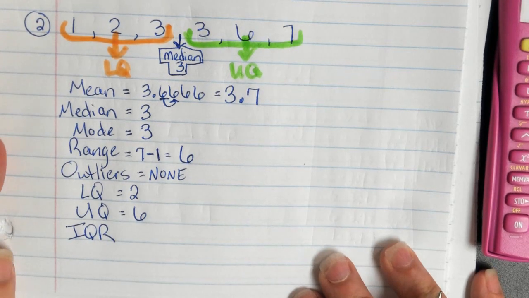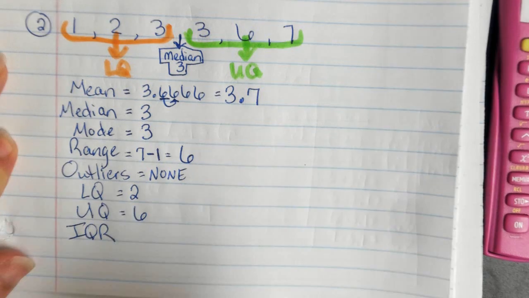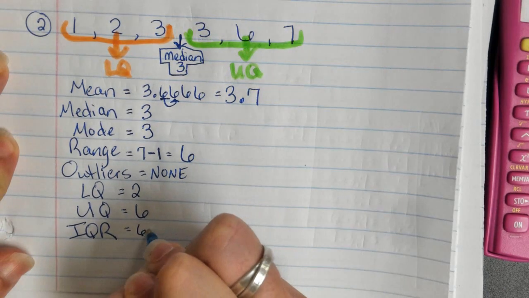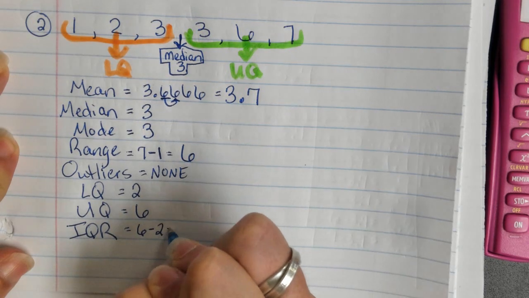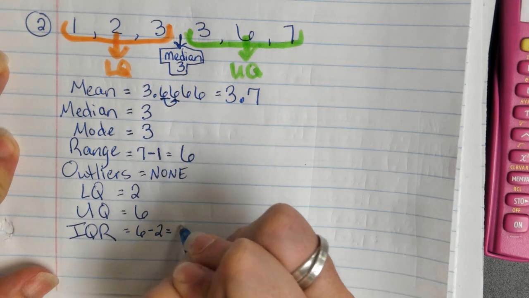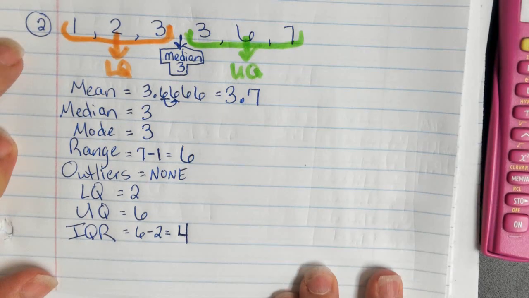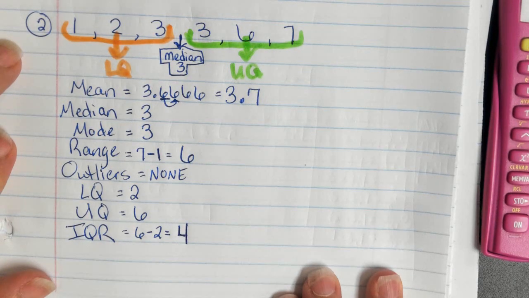Okay. Now, the last thing was the IQR. It is officially this UQ, which is 6, minus the LQ, which is 2, which makes it 4. Good. Okay. So, everybody got that part.